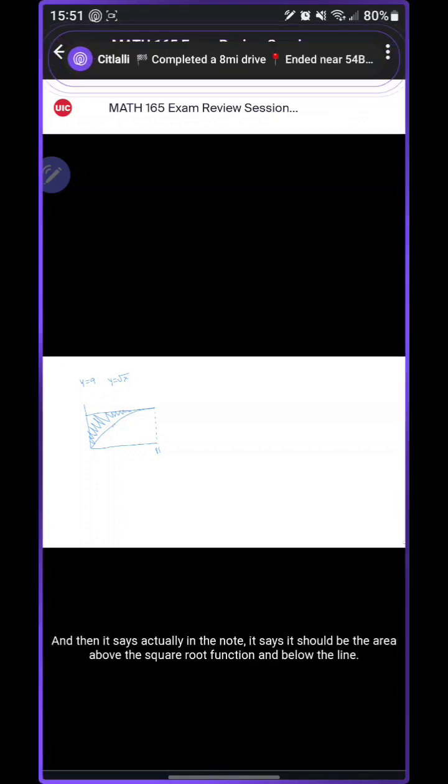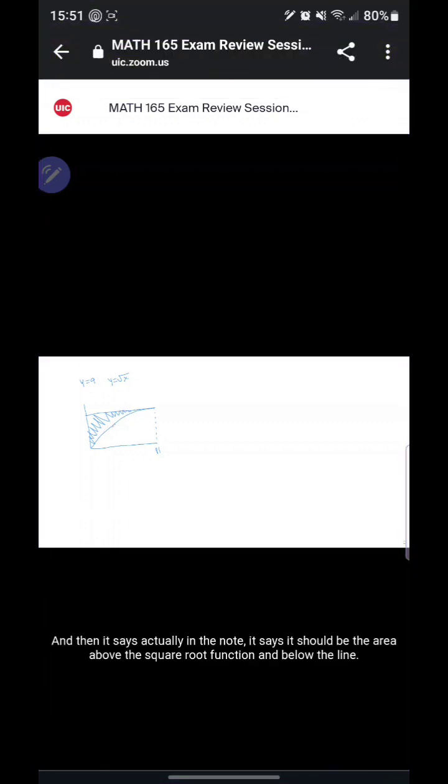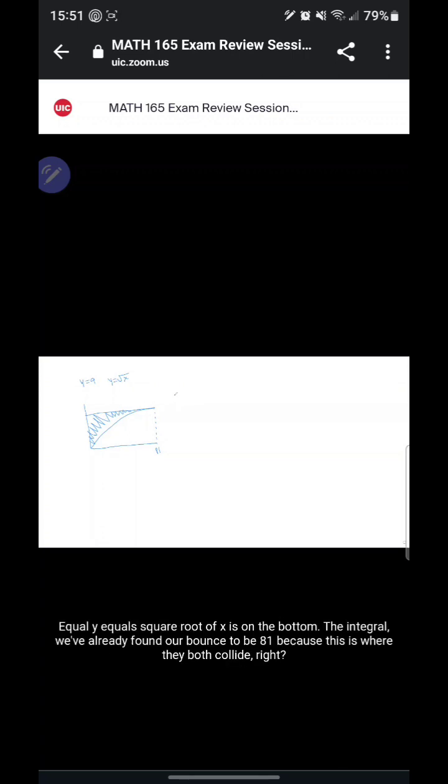And then actually in the note, it says it should be the area above the square root function and below the line, which is exactly what we shaded. Okay, and now it asks us to calculate the area of the region. I'm going to spare you some time because y equals 9 is on top and y equals square root of x is on the bottom.